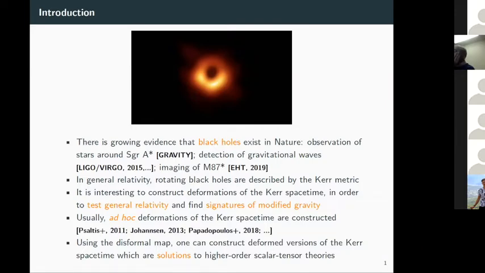I was saying, in general relativity, rotating black holes are described by the Kerr metric. And it's interesting to construct alternatives to this space-time in order to both test general relativity and potentially find signatures of modified gravity theories. What's usually done in the literature, like in these papers that I list here, for instance, is people usually add some ad hoc deformations of the Kerr metric that could generate some effects that they're looking for and signatures of modifications of gravity.